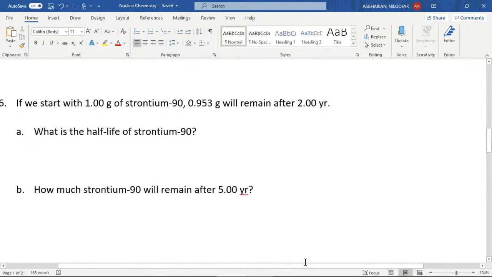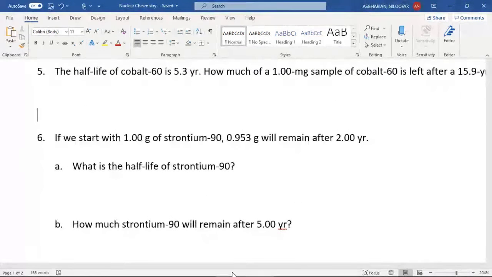Okay, so now we have a problem where we start with 1 gram of strontium-90 and 0.953 grams will remain after 2 years. So we need to calculate the half-life of strontium-90. We just have to remember that nuclear decay follows first-order kinetics. So in first-order kinetics, there's a relationship that we remember.